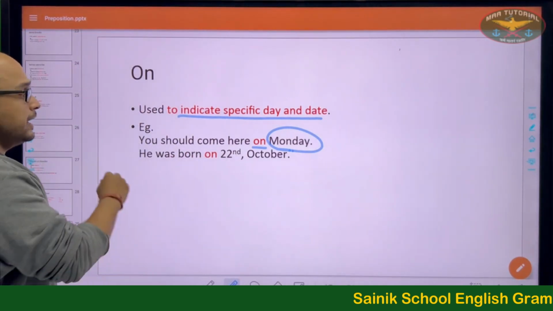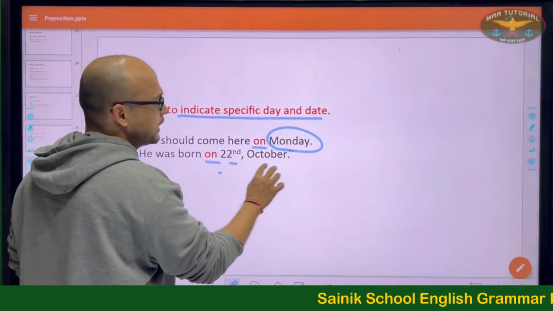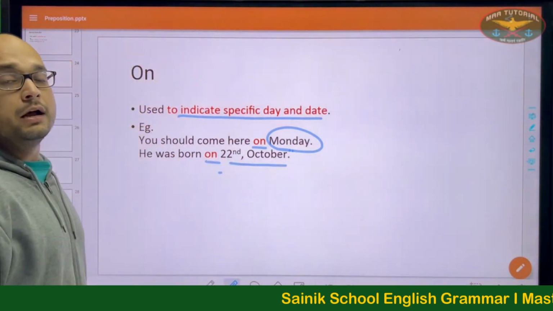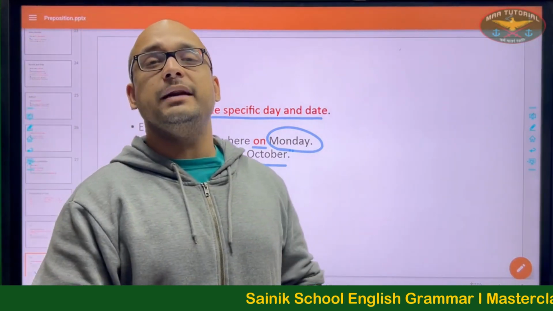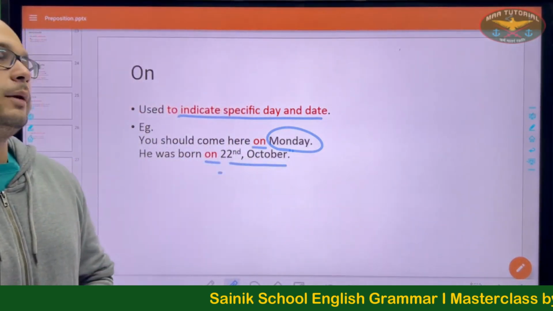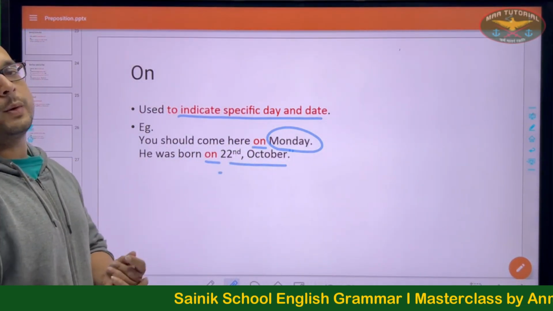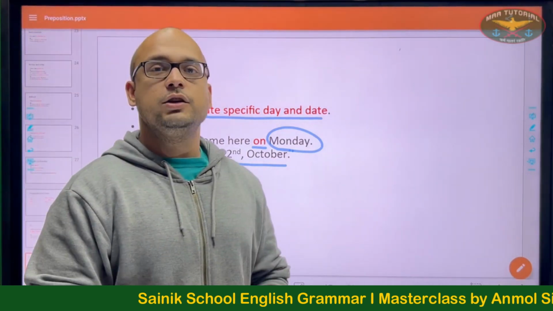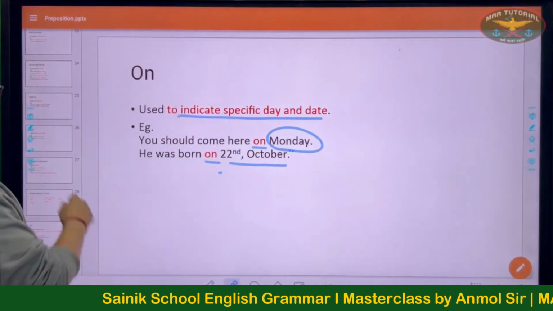He was born on 22nd October, and along with days, on is used with dates as well. We can also say he was born on the 22nd of October. That is a formal way of saying it. He was born on 22nd October. So on is used for dates and days.